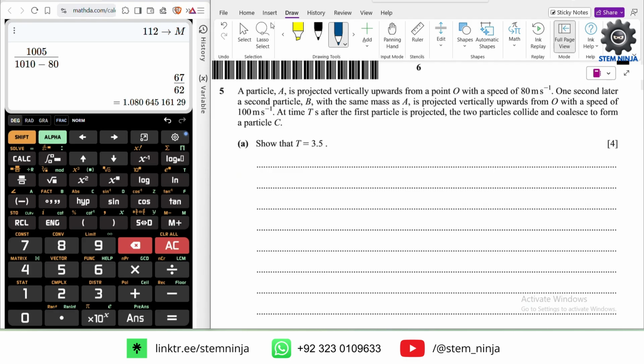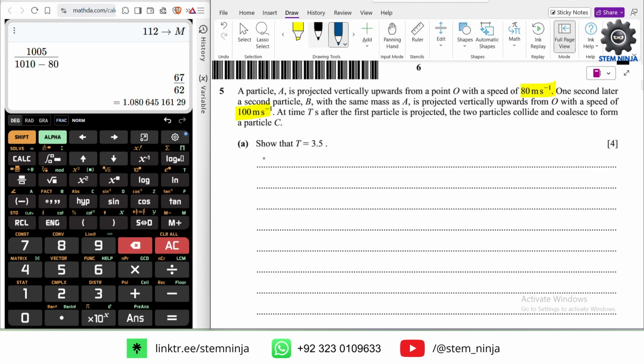Question number 5. A particle A is projected vertically upwards from point O with a speed of 80 meters per second. 1 second later, a second particle B with the same mass as A is projected vertically upwards from O with a speed of 100 meters per second. At time t seconds after the first particle is projected, the two particles collide and coalesce to form a particle C. Show that t is 3.5.